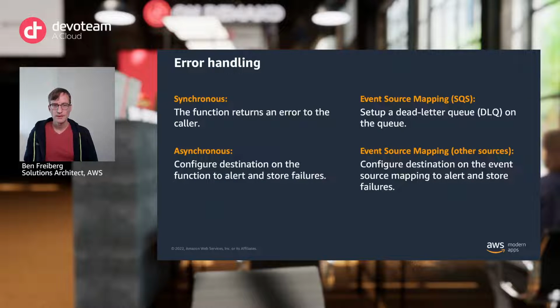The second topic is error handling. As we've seen, you need to differentiate between the modes of invocation. But overall, it's important to configure either a destination or a dead letter queue, at least for the failed invocations, so that you're able to redrive them and reprocess them once you've fixed your issue or your bug.